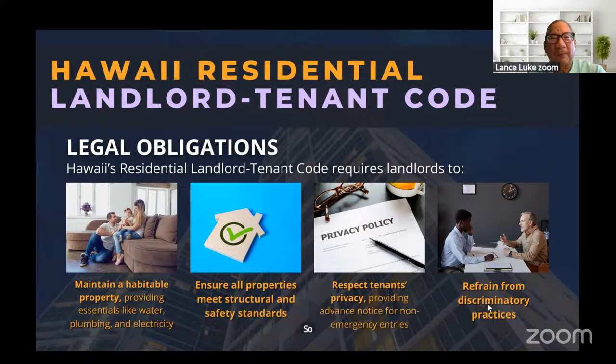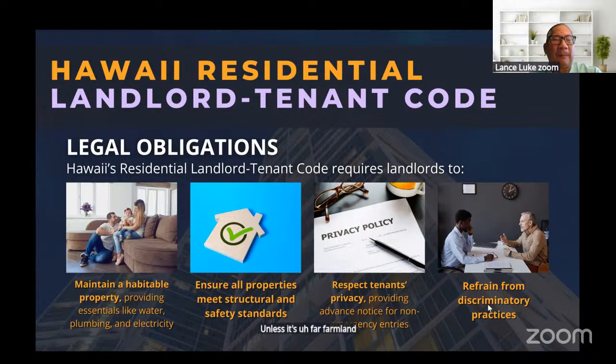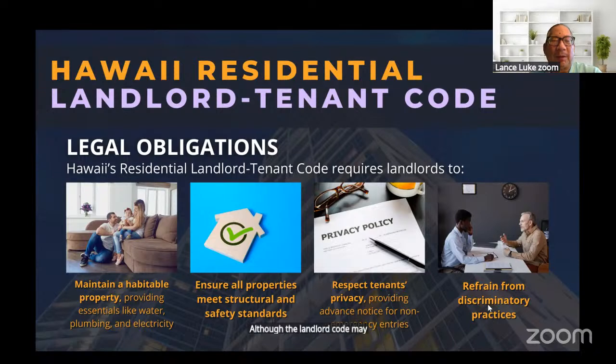So let's move on. So legal obligations for landlords. Okay, the landlord's required to maintain a habitable property, providing essentials like utilities, water, plumbing, electric. Although the tenant may have to pay for these things, the landlord has to provide it. The landlord cannot rent a property where there's no electricity or no water, unless it's farmland and the main house has electricity, but the other houses don't, right? And you're not using it as a rental, you're using it as a storage or whatever. But the building code may allow it, although the landlord code may not really comment on it.